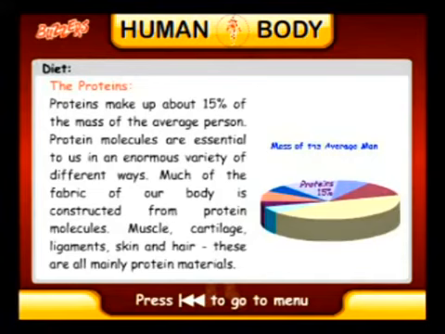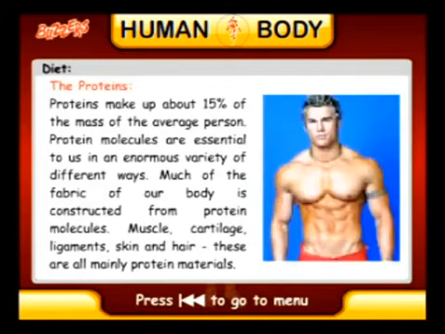Proteins. Proteins make up about 15% of the mass of the average person. Protein molecules are essential to us in an enormous variety of different ways. Much of the fabric of our body is constructed from protein molecules: muscle, cartilage, ligaments, skin and hair. These are all mainly protein materials.